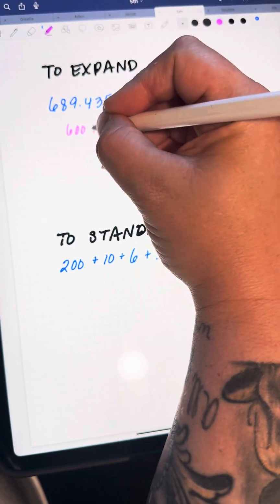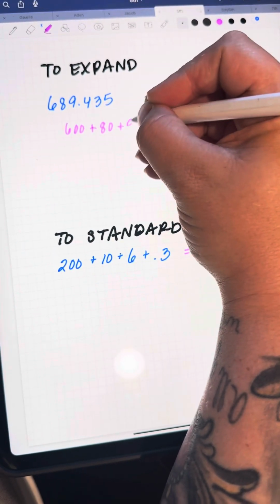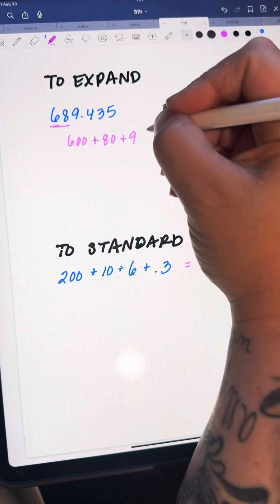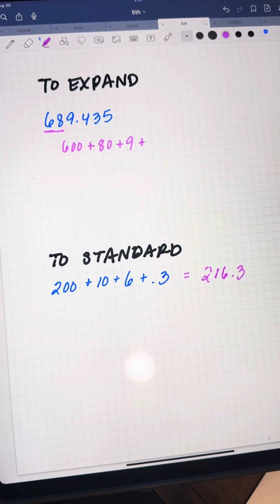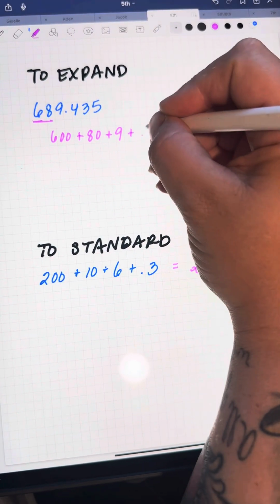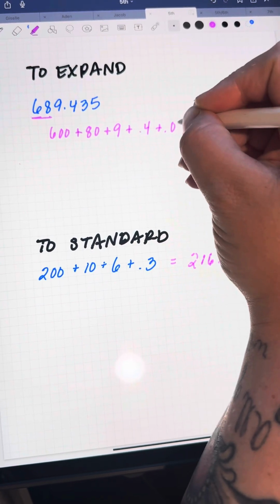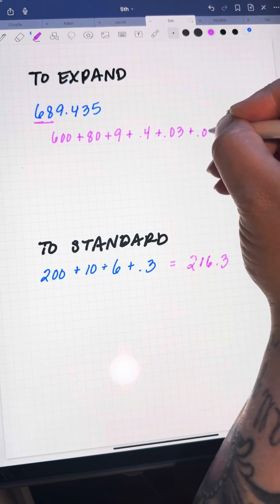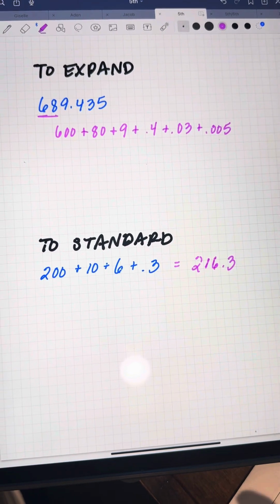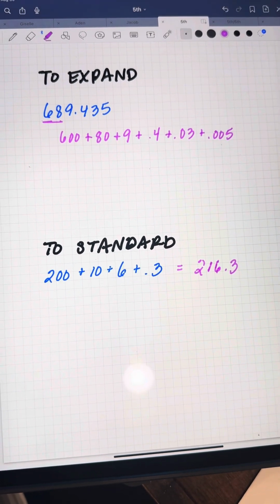We've got 600 plus 80 plus 9. And then really, don't let the decimals make you overthink. We're just going to break it down. 0.4 plus 0.03 plus 0.005. Okay, we're going to be working on these in class, and they may have some come home for homework.